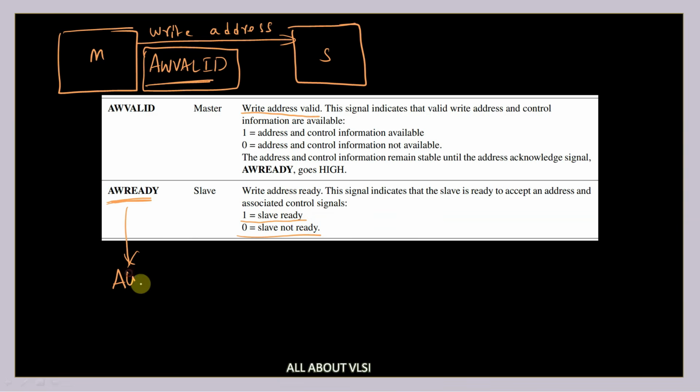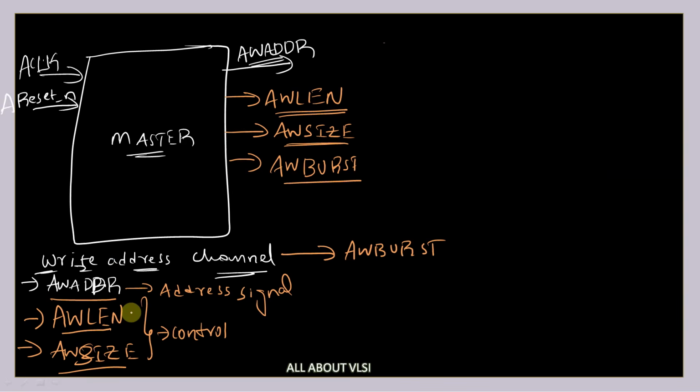Now let's say if our AW ready is equal to 1, then in the next cycle the master can deassert all the write address and control information, or it can change the write address and control information which was given. But if our AW ready is equal to 0, the master is not allowed to change the address and control information which was given. Okay, so using this AW ready signal, the master is going to wait for the change of these particular signals. So this AW ready signal is given by our slave to the master.